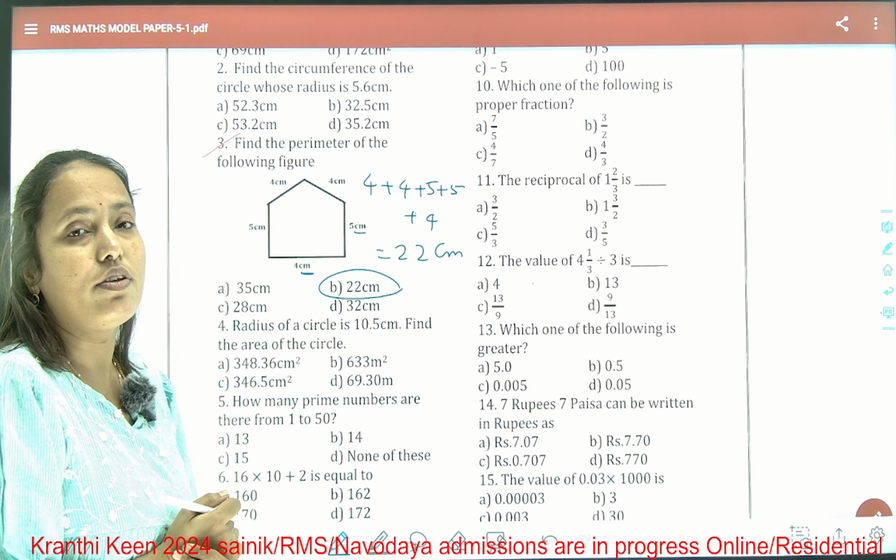And next, one more is also important. Here, see the ninth one. 125 divided by minus 25 is equal to what?